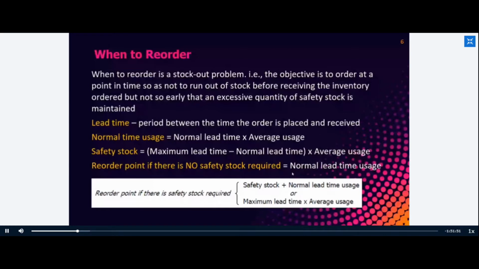Normal time usage, this is the normal lead time multiplied by the average usage. Pag-usapan muna natin 'tong lead time. Sabi ko kanina, ito yung time when you place the order. Normally, pag nag-o-order ka ng Chicken Joy from commissary, it will take 5 days. Pag-place mo ng order, i-invoice ni Jollibee commissary, tapos sasabihin nila it will be ready in 5 days.